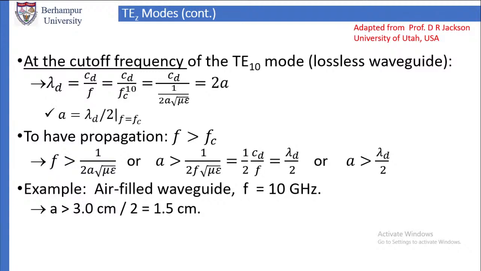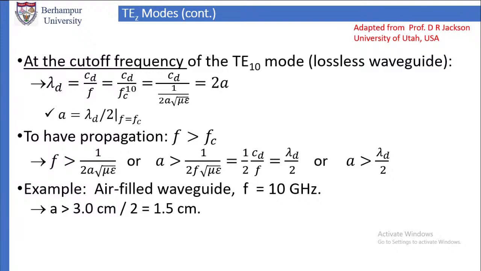Now you know c_d is equal to 1 by root mu epsilon. So c_d into root mu epsilon will be equal to 1. Therefore, lambda_d is equal to 2a. If lambda_d is equal to 2a, then a is equal to lambda_d by 2. So at cutoff frequency, a is equal to lambda_d by 2. So this is the design equation. If you are designing a waveguide for a cutoff frequency fc, then find out what lambda_d is. Lambda_d by 2 is the width of the waveguide a.